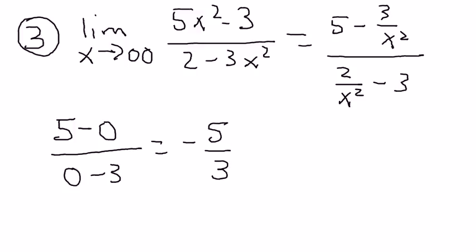This is a very common type of problem they like to ask. If the power in the denominator and the power in the numerator are equal, then the limit is going to end up being the ratio of their leading coefficients. Remember, those leading coefficients are the numbers in front of the highest power in both the numerator and denominator.